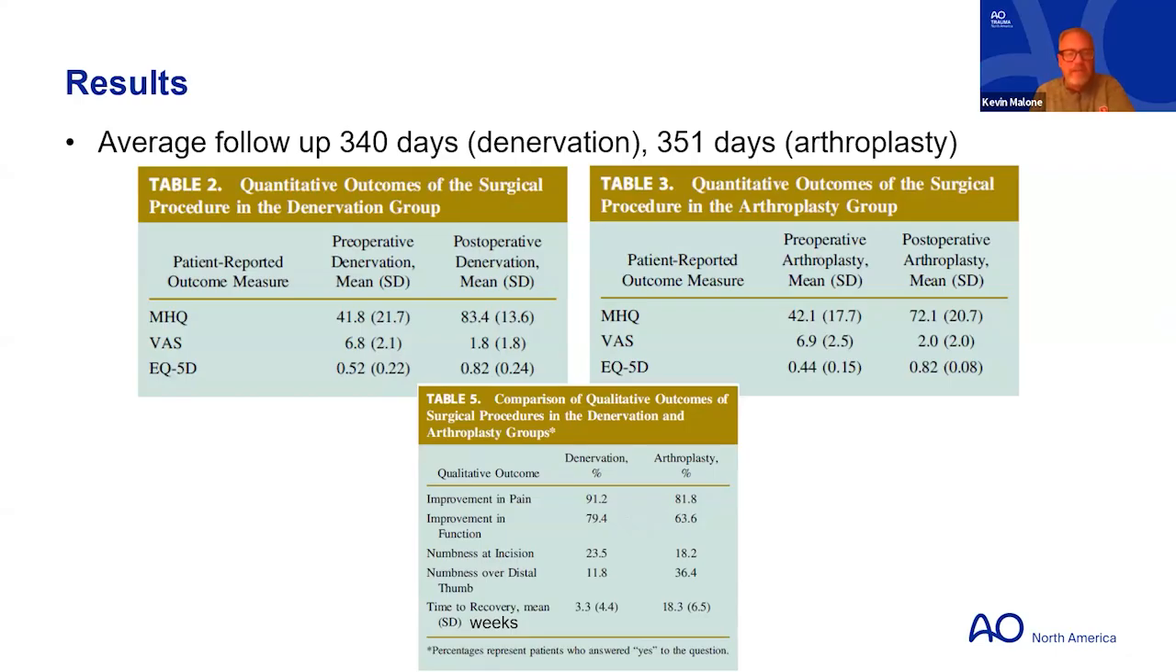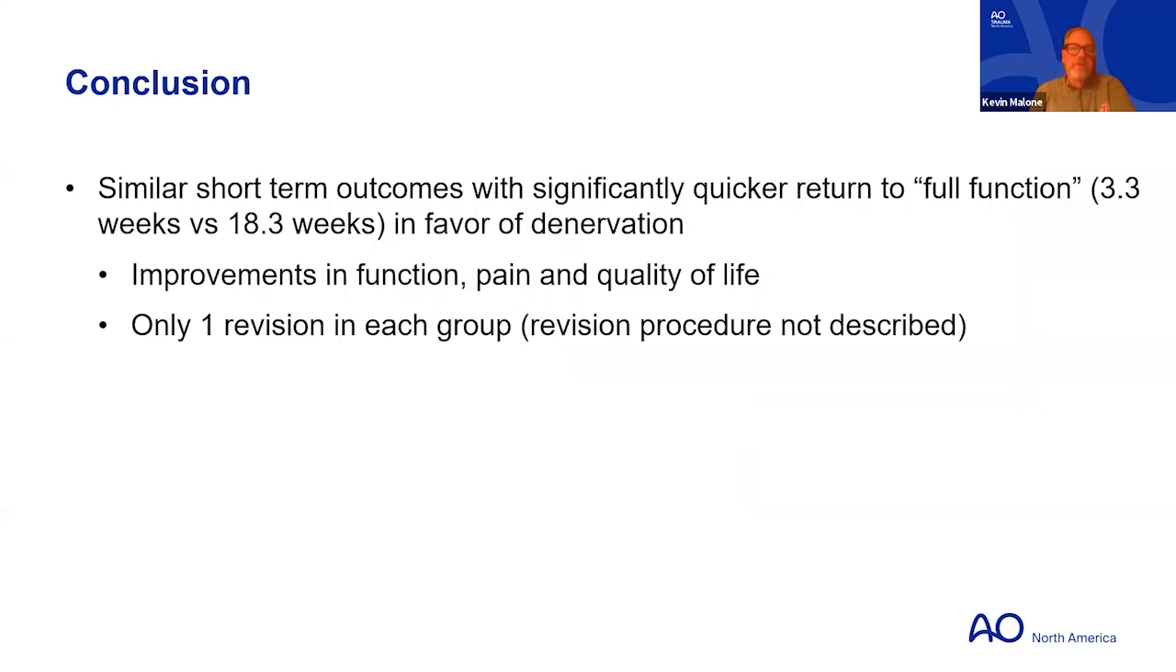A little bit more numbness at the incision as they're doing more nerve work with the denervation procedure, so not unsurprising there. But the arthroplasty group actually had more numbness at the distal thumb. And then significant difference in the time to recovery and return to activities in weeks, with 3.3 weeks for the denervation group and 18.3 weeks in the arthroplasty group. So, similar short-term outcomes with significantly quicker return to full function, again, 3.3 to 18.3 weeks in favor of the denervation group. Both groups had improvement in function and pain and quality of life.